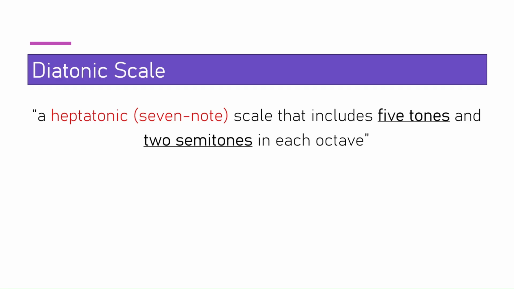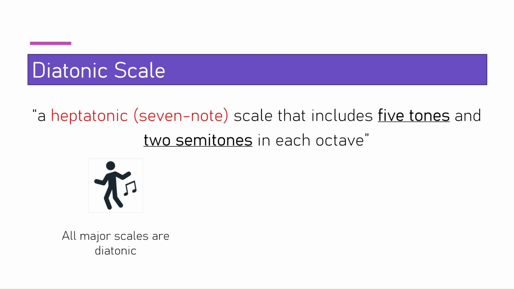And when you talk about an octave, you are including the first note as the upper note, the eighth note, to form an octave. So you have five tones and two semitones, and that gives you a diatonic scale.